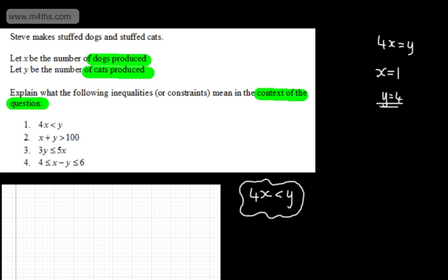The number of cats must be more than 4/5 of the number of the total items produced, or the number of dogs produced must be less than 1/5 of the total number of cats and dogs together. So there are different ways to look at that particular inequality in context of the question. You can't just say that, for example, 4x is less than y. You need to make some reference to the dogs and cats.